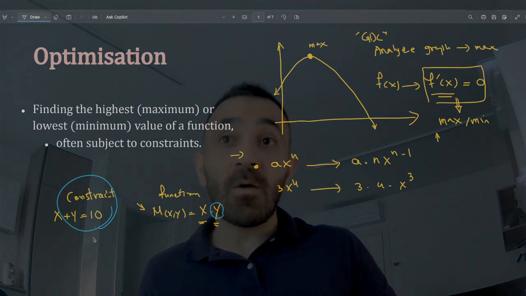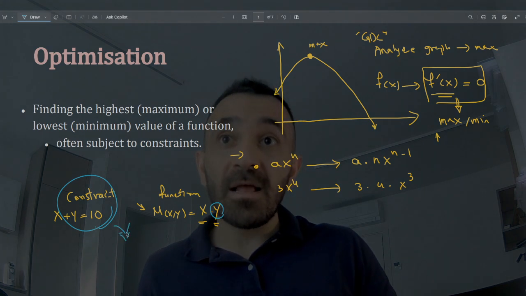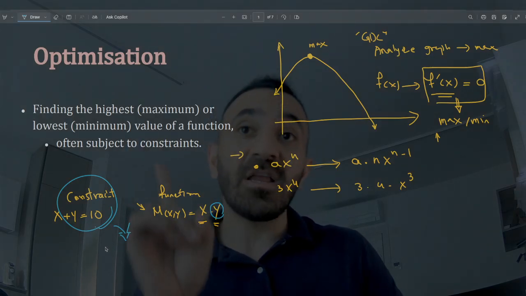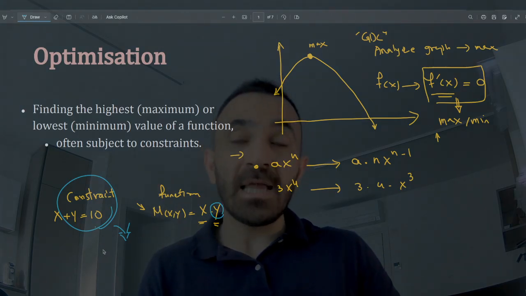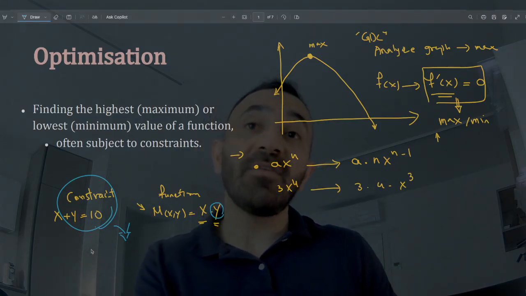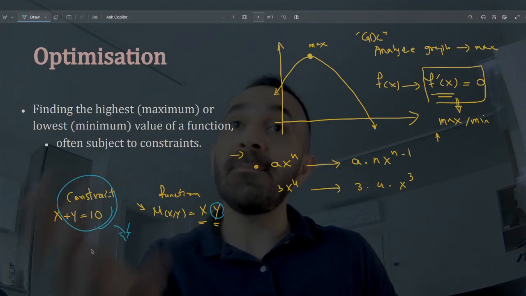And I'm going to tell you how. We mix them together and we make a function based on only one variable, only x. And then we're going to graph it, or we're going to find the derivative of that, put it equal to 0 and find the minimum or maximum point.